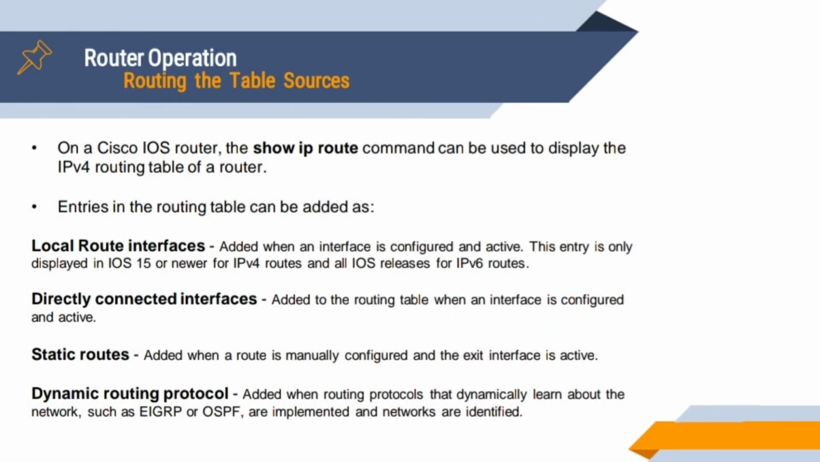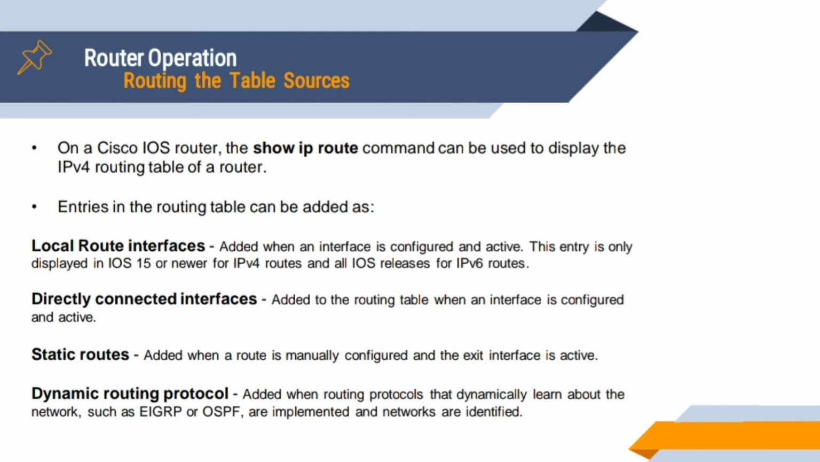Routing table sources. On a Cisco IOS router, the show ip route command can be used to display the IPv4 routing table of a router. A router provides additional route information, including how the route was learned, how long the route has been in the table, and which specific interface to use to get to the predefined destination entries in the routing table.